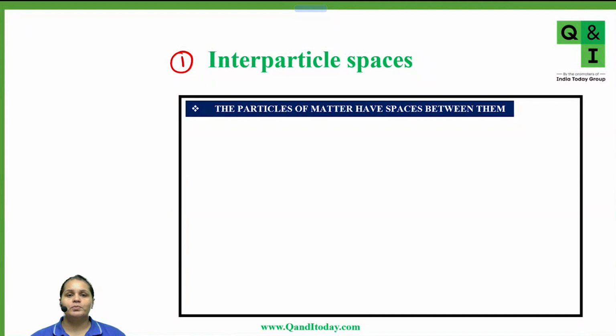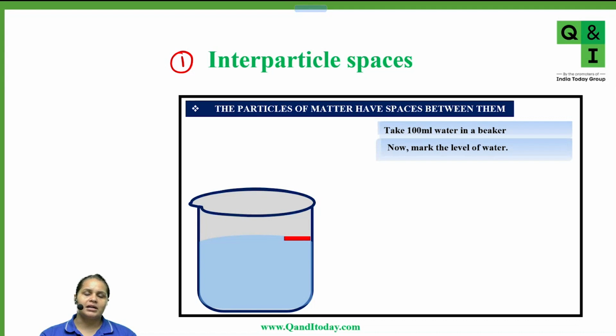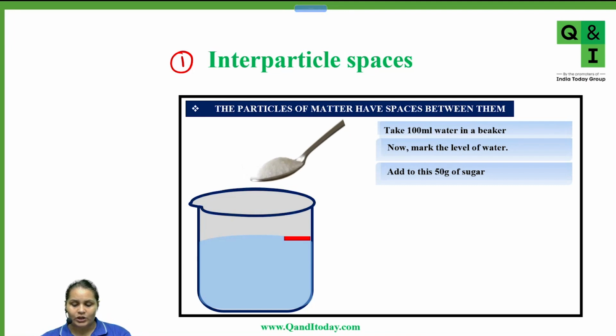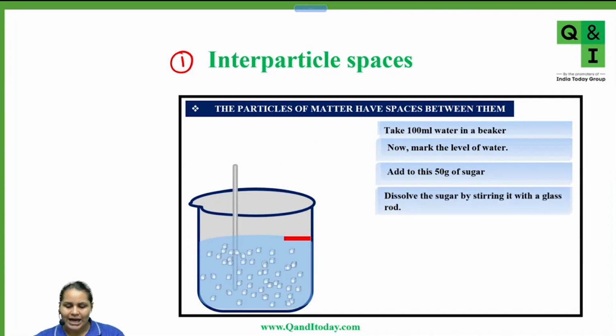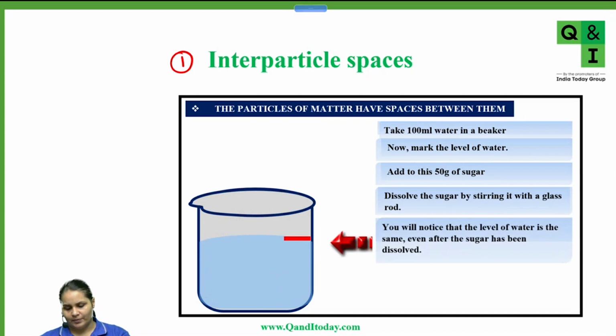Okay, so how are you going to prove this? For this, we will take a beaker having 100 ml water, and I'm going to mark its level. Now, I will add 50 gram of sugar into it, and with the help of a glass rod, I'm going to dissolve it. So basically, this is nothing but dissolution. Once the sugar has been dissolved, it is no more pure water, but a solution, because it's a mixture now.